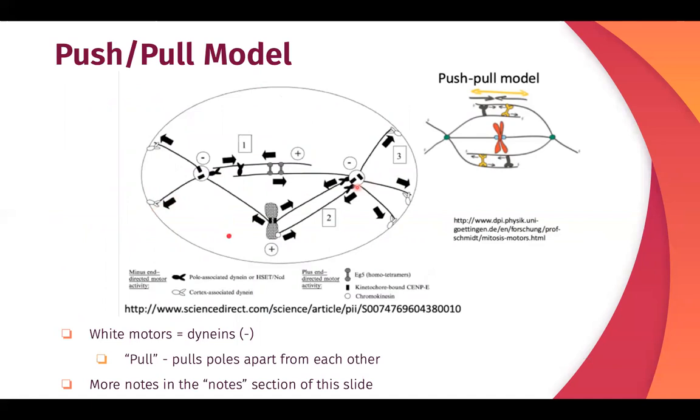So anyways, the white ones are dynein. They are minus end directed, where they walk towards the centrosomes and then pull the poles apart from each other. They're all dyneins, but the white ones specifically are minus end directed, and then the black ones are plus end directed. So that's what the arrows are showing.